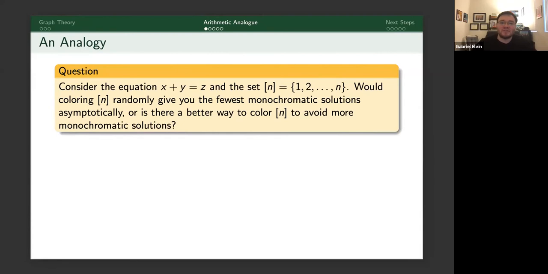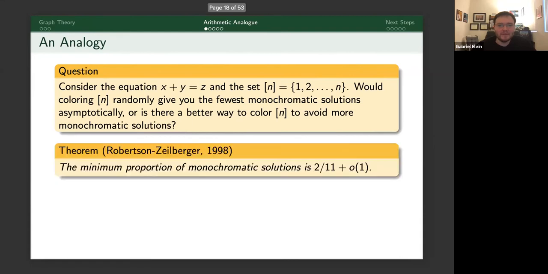So for example, a solution to x plus y equals z is 1 plus 2 equals 3. And so if 1, 2, and 3 are all red, that would be monochromatic, or all blue, that would be monochromatic. So that's the analogous question. And in 1998, Robertson and Zeilberger proved that the minimum proportion of monochromatic solutions to this was 2/11.